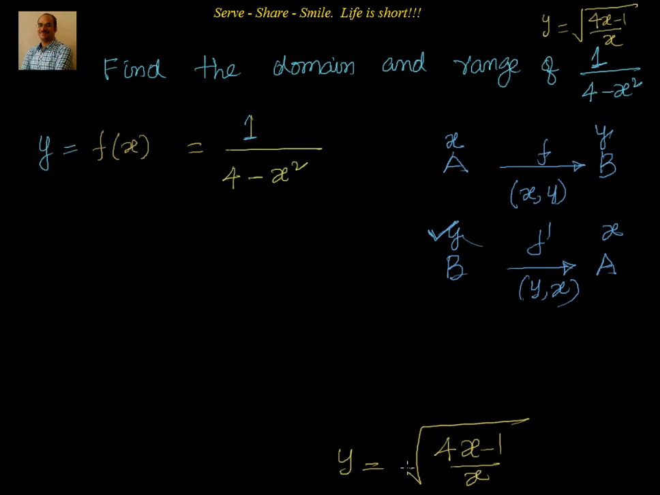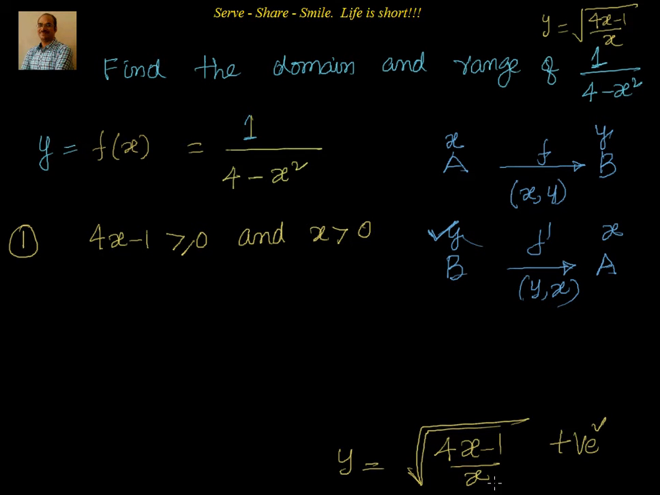Now we know that in a square root we can have only non-negative values. So what are the scenarios when I can have a valid value under the square root? I can have it in two scenarios. One scenario where 4x minus 1 is greater than or equal to 0 and x is greater than 0, because x cannot be equal to 0. If x equals 0, 1 by 0 will not be defined. So the denominator should be greater than 0 and the numerator should be greater than or equal to 0. In that case, I will get a positive value.